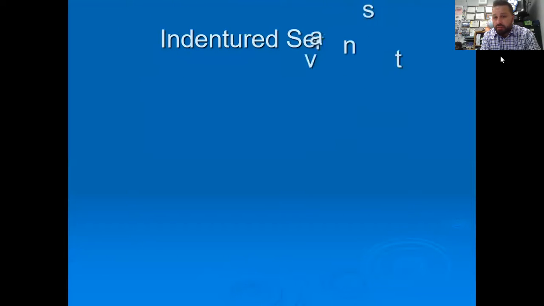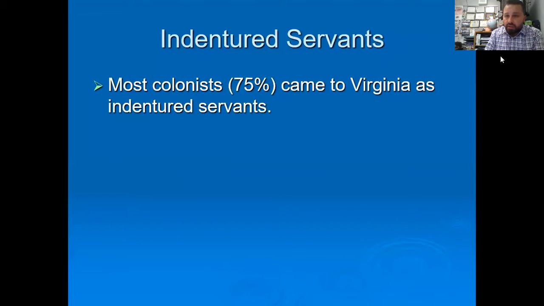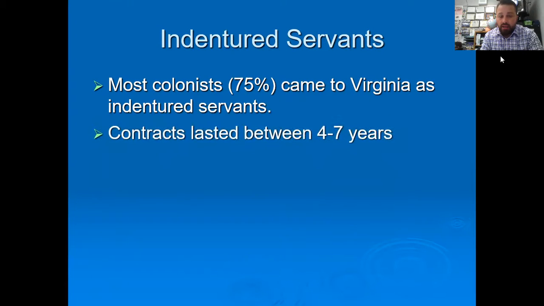Indentured servants are going to be really, really popular to use because, frankly, they're cheaper. Most colonists come to Virginia as indentured servants. Over 75% of people who come to Virginia will come as indentured servants. And the contract of an indentured servant was this.